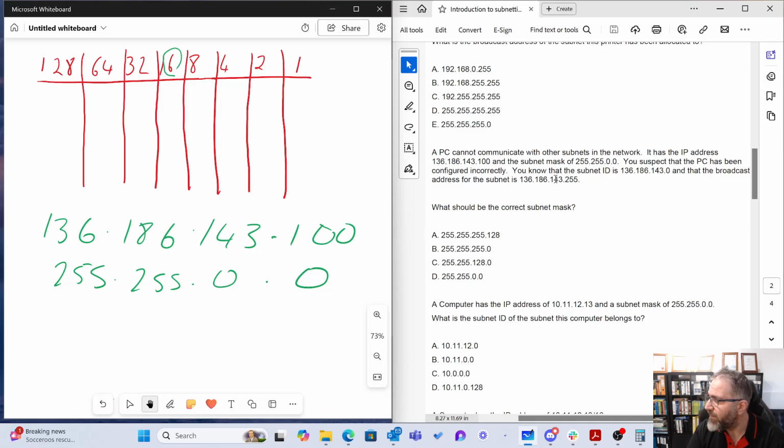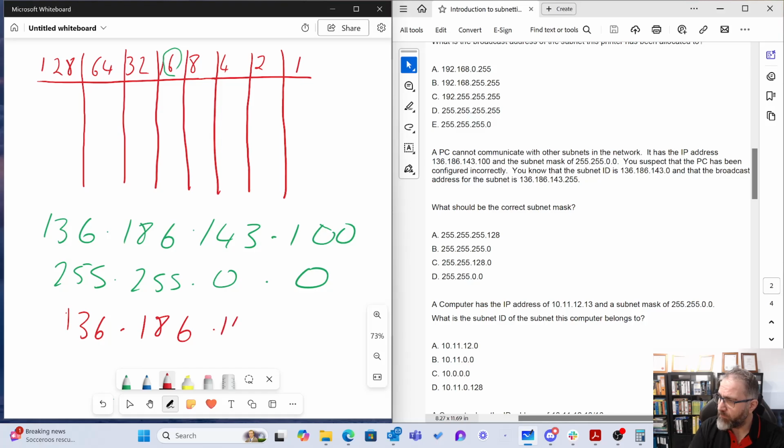Then we know the subnet ID should be 136.186.143.0. That should be the subnet ID. So already I'm starting to suspect, and I haven't done this yet. This is just me. I don't know what the answers are. I do have the answers at the bottom of the sheet. I haven't looked at them yet, I promise.